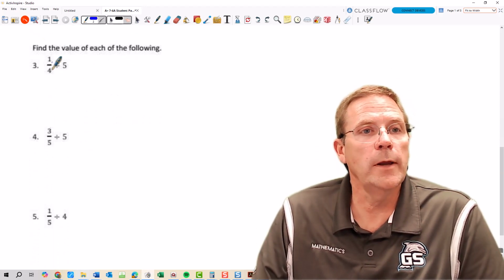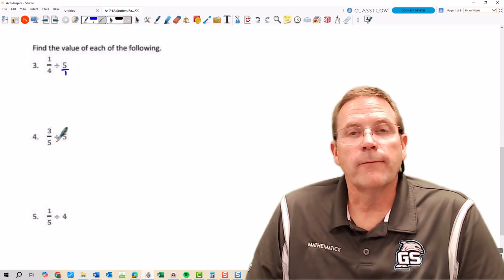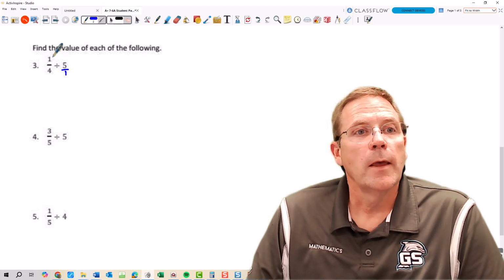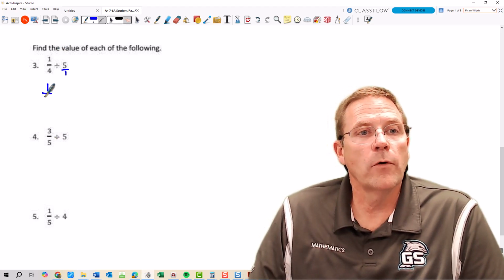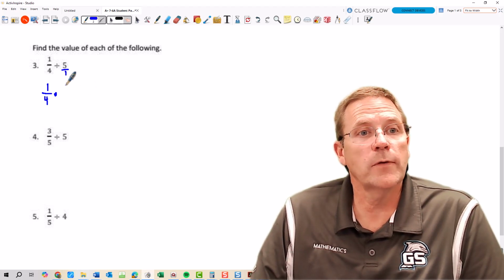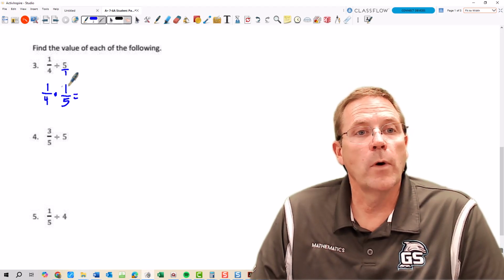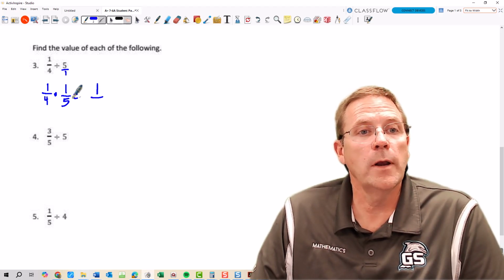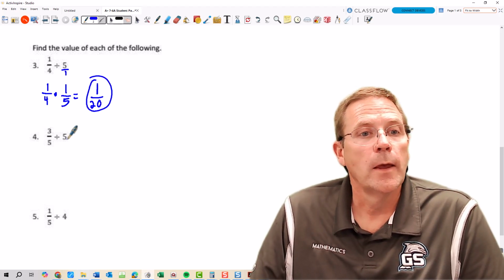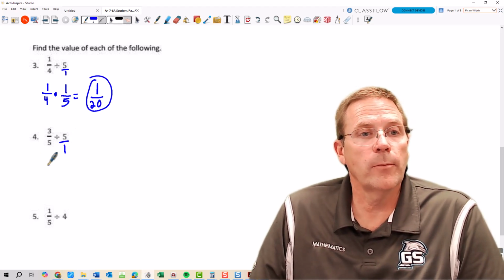Let's look at number 3 together. So for number 3, change that 5 to an improper fraction. From there, we're going to have 1/4, which we're going to keep, times, we're going to take the reciprocal of the second number, which means it's going to be 1/5. And then 1 times 1, that's 1. 4 times 5, that's 20. Done.